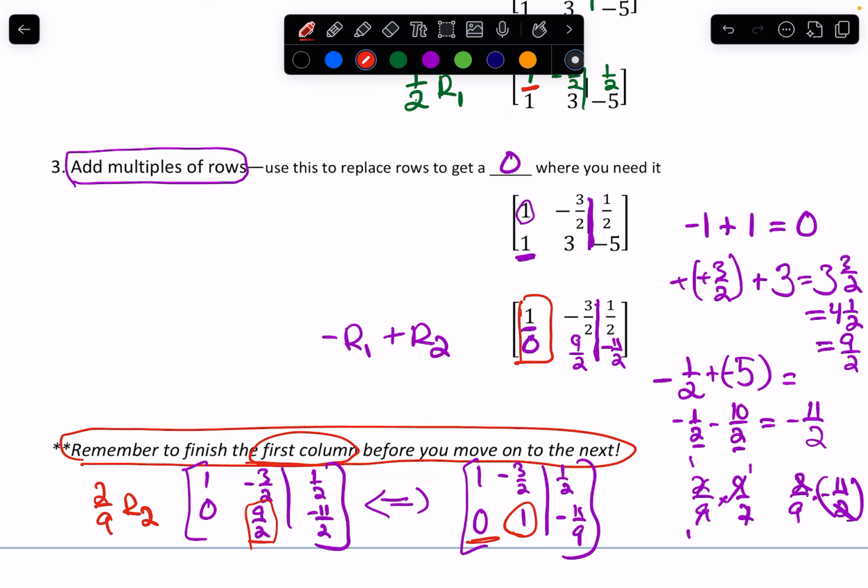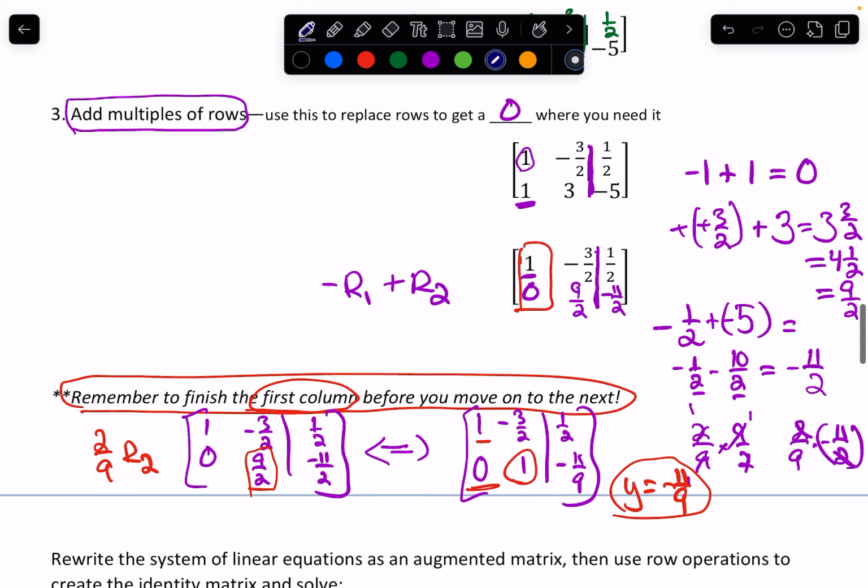We still have this as 0. So what we can say now is that y equals -11/9. And from here, we can plug this back in to the first one and solve for x. That's what this means. It's just showing how things are done. We're actually not finishing this whole thing.